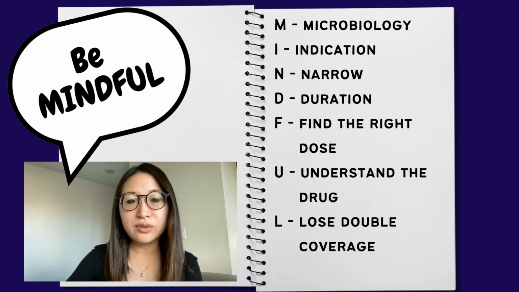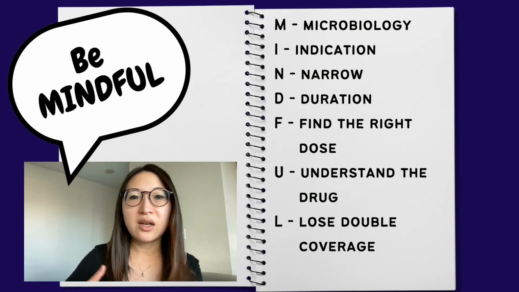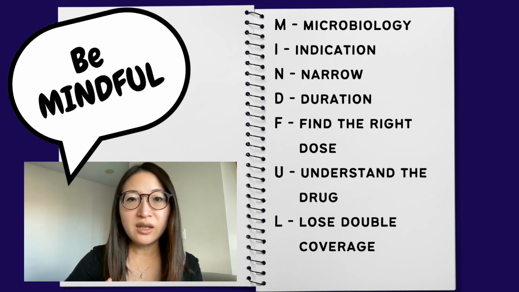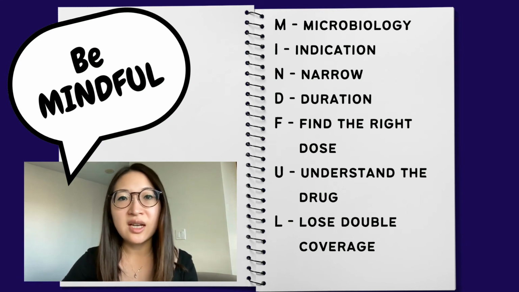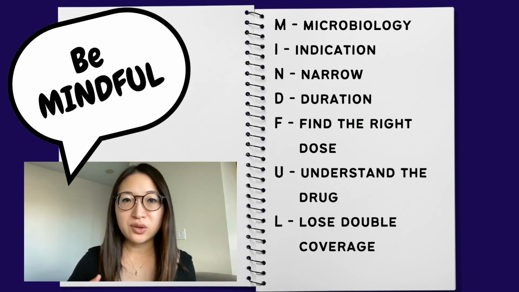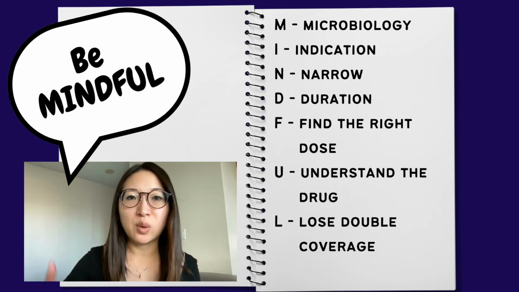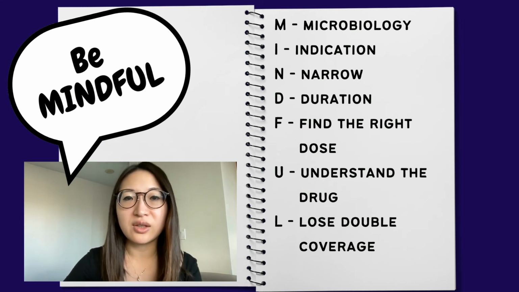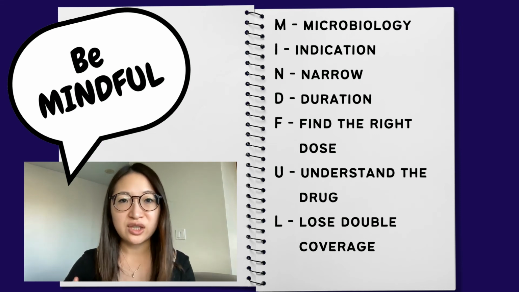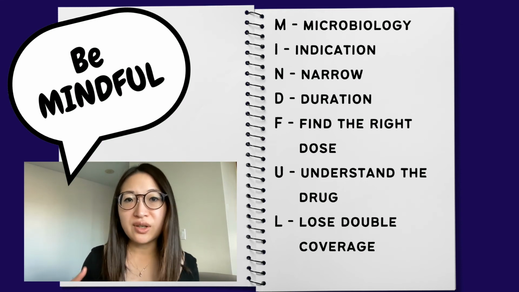F stands for find the right dose. I will refer you to your local institution guidelines in terms of dosing for oral agents. In this case, ciprofloxacin 500 milligrams PO BID would be appropriate for his kidney function and the indication of the infection that we're treating.